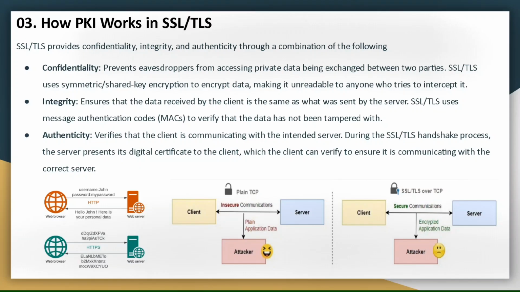Another is integrity. It ensures the data received by the client is the same as what was sent by the server. It uses message authentication codes (MACs) to verify that data has not been tampered with. And another is authenticity. It verifies that the client is communicating with the intended server. During the SSL handshake process, the server presents a digital certificate to the client, which the client can verify to ensure it's communicating with the correct server.